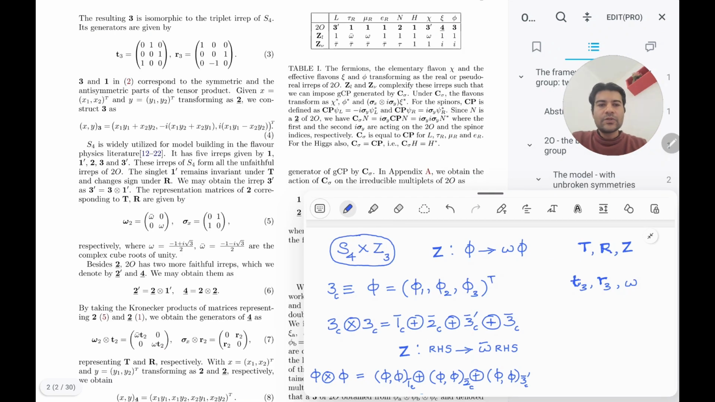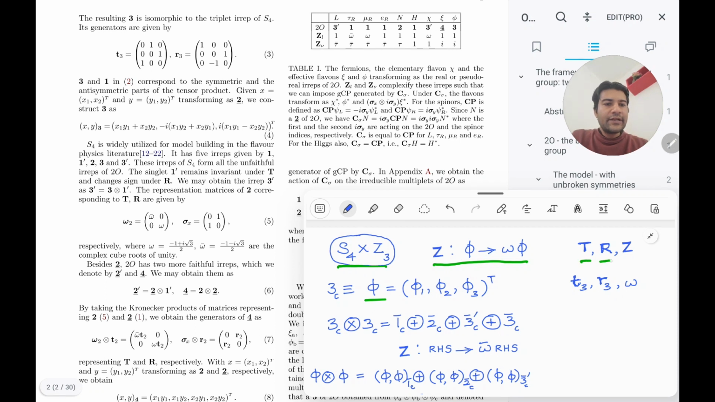In this example also, I use the group S4. So we have phi, which is a triplet of S4. Besides S4, phi also transforms as shown here under a generator Z. Phi goes to omega phi, where omega is the complex cube root of unity. So this transformation makes phi into a complex irrep. So the group we are dealing with here is S4 cross Z3.